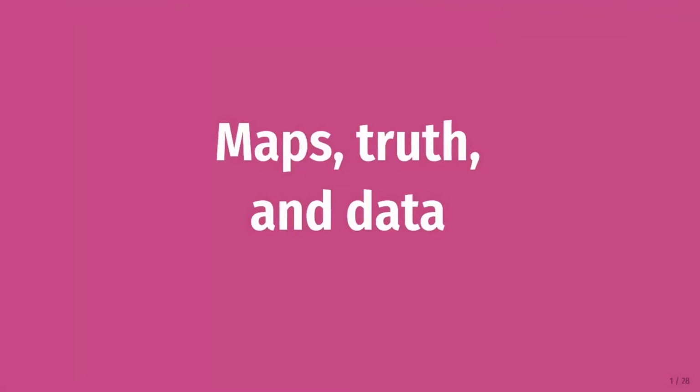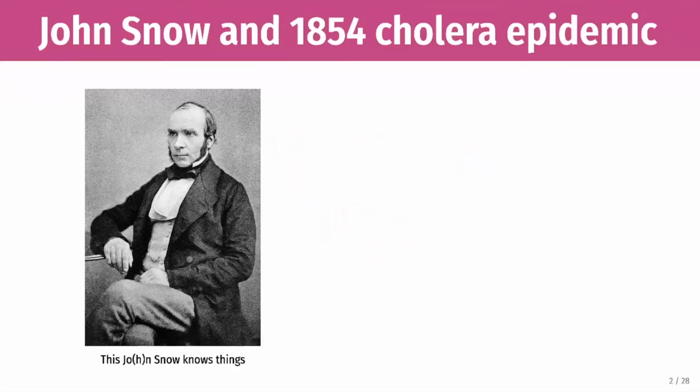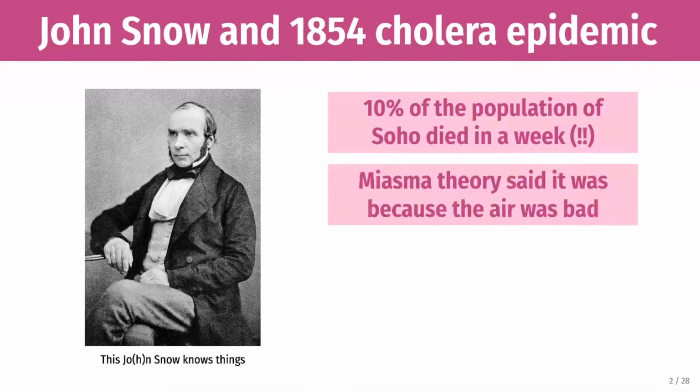So one of the first times that maps actually made a difference in public policy, and public health specifically, was back in the mid 1800s in London. There was a huge cholera epidemic in Soho, one of the regions of London, where 10% of the population in Soho died within a week, which is super dramatic.